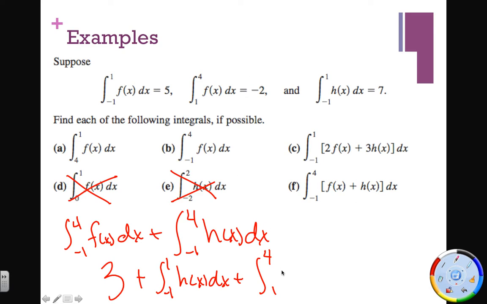And if we continued this kind of process for h of x, we could get down to this piece here that is defined, but we can't get this again. We can't get this 1 to 4 for h of x dx. So again, that one's going to be not possible for us.